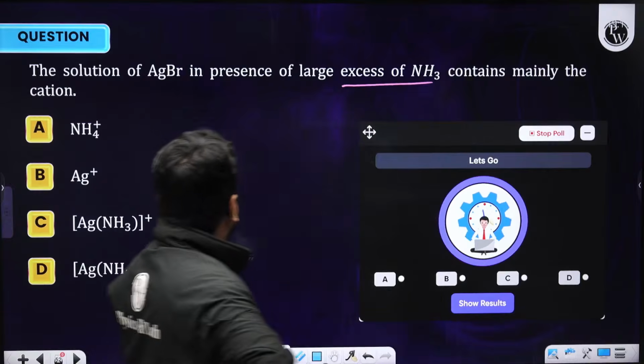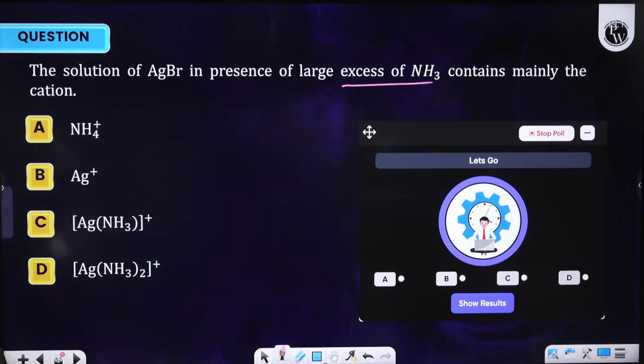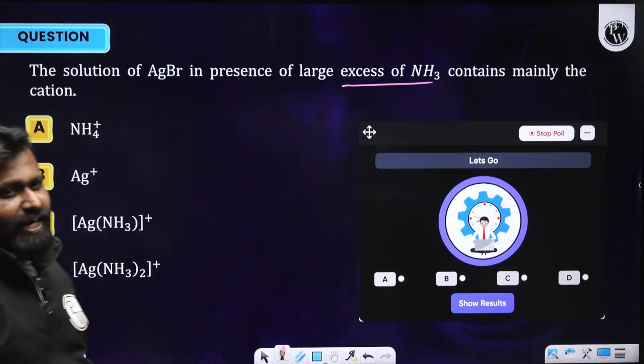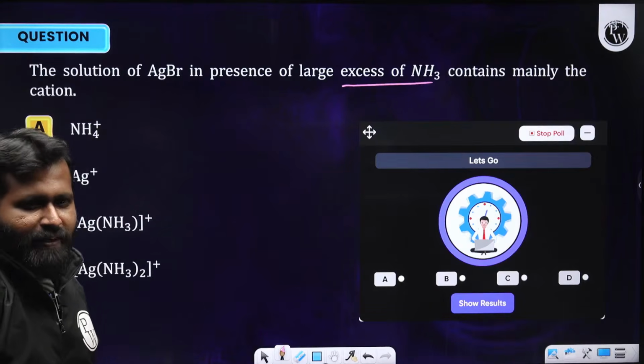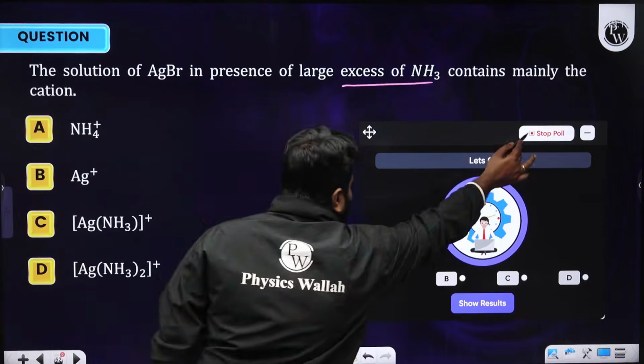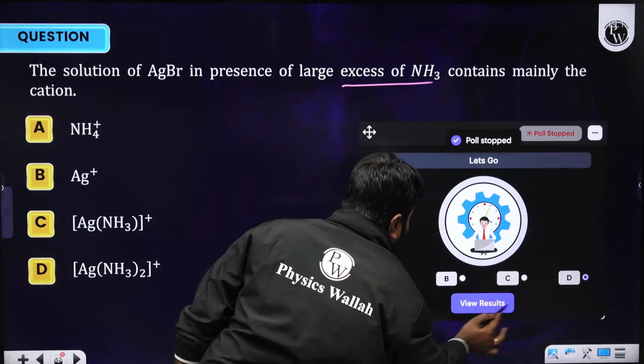What will be the answer? Solution of AgBr in presence of large excess of NH3. Exactly. Very good. Option D is the right answer.